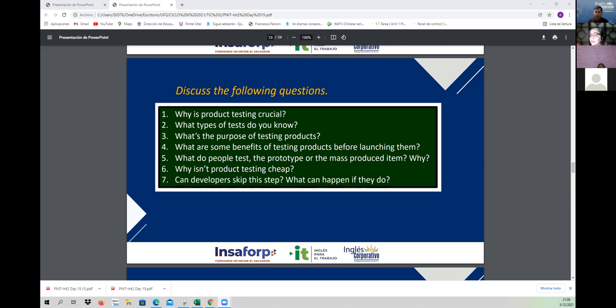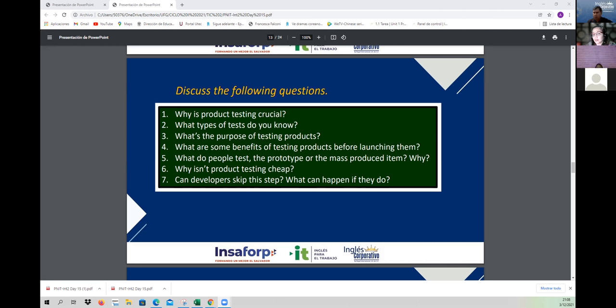What do people test, the prototype or the mass produced item? Why? I think it's the prototype, because why would the company make a mass produced item before the testing? The prototype. Yes. Because if we have some problem with the prototype, we make a second prototype, and then with that we can produce a massive quantity.